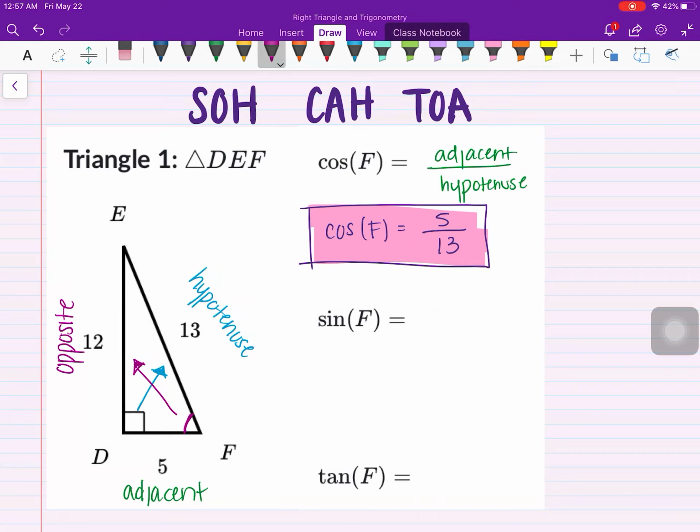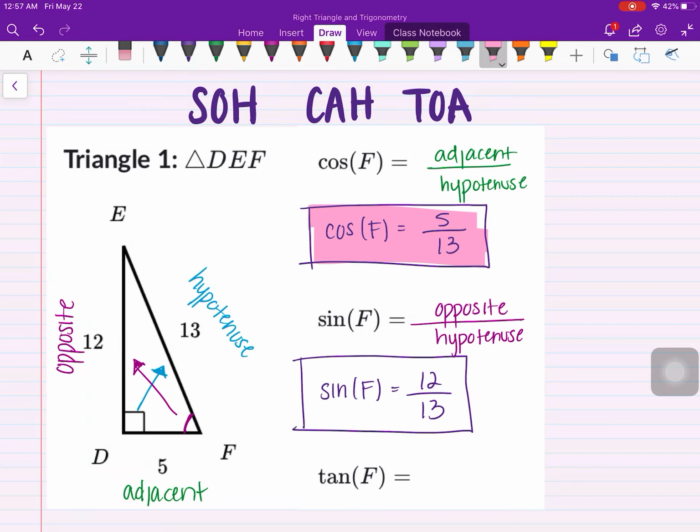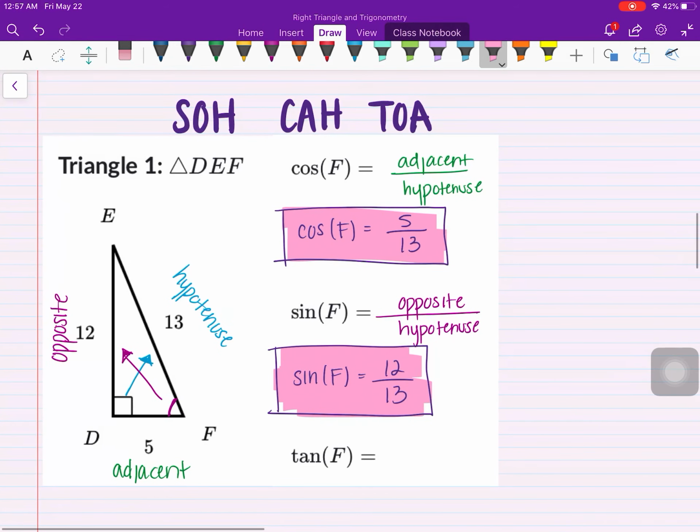So we have that one down. Now let's move on to sine. Sine is equal to the side opposite over the hypotenuse. Let me rewrite this. We have sine of F equals the side opposite, which measures 12, over the hypotenuse, which equals 13. So this here would be our final answer. The only thing is that once you identify which one's your opposite, adjacent, and hypotenuse, all you have to do is basic substitution for whatever you're asked to find.